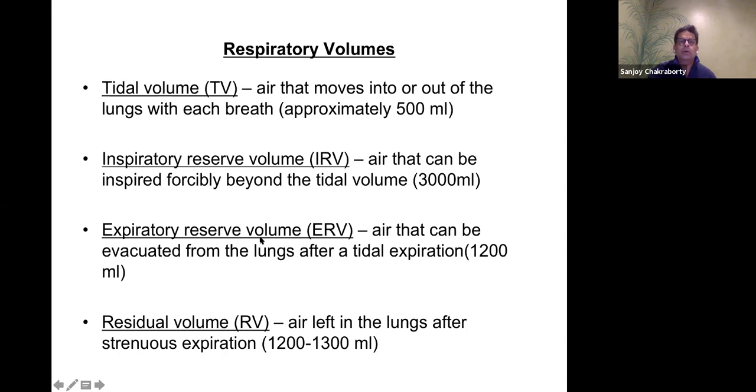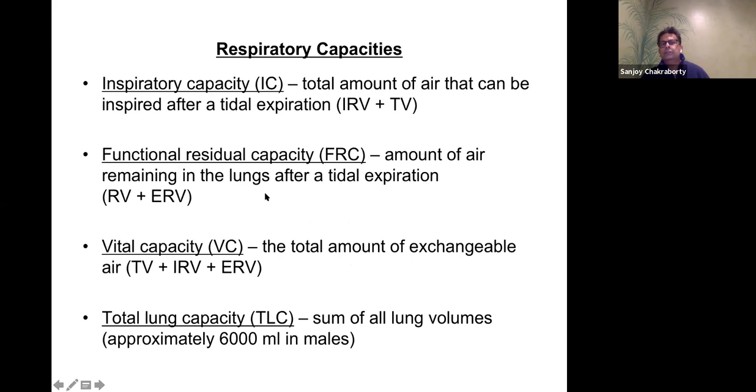That is together what we call functional reserve volume, FRV, or functional residual capacity. Some books will use the word FRC, some books will use the word FRV, functional residual volume. That means the amount of air that stays in your lung after a normal expiration, after a normal exhalation. So if you take out only $50, the remaining part is called FRV in the example that I gave you.